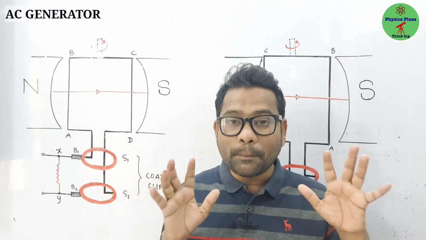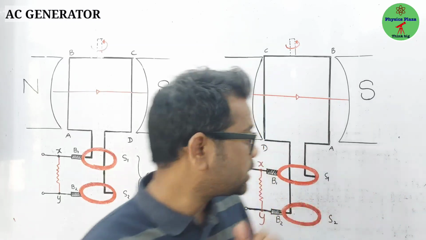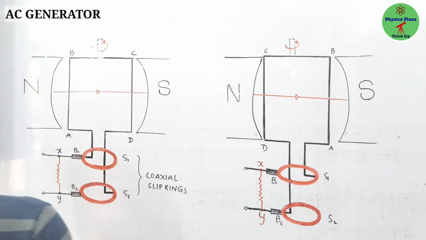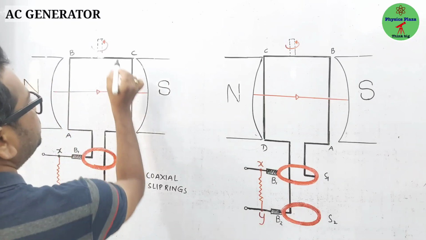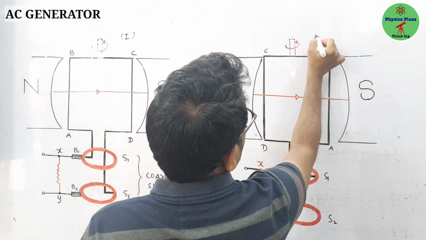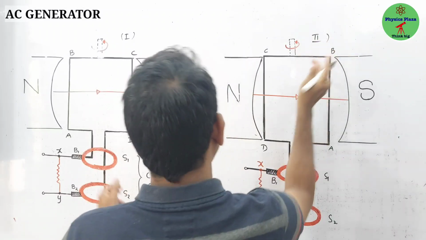Now let us see what are the main parts of the AC generator, children. Of course these two are the same only, don't get confused here. So it is situation 1, and here is 2. You can take 3, 4 also, it's not a problem. So either one is okay.